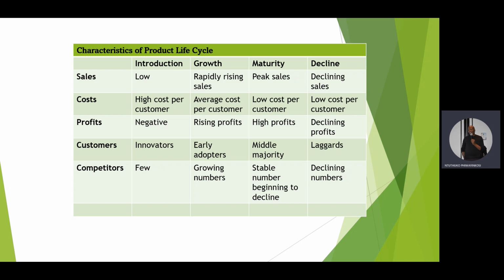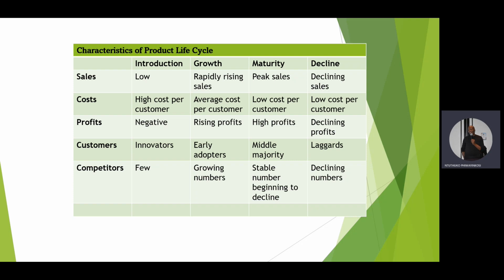The characteristic number 2, costs. There are high costs per customer under introduction, because you have sales and specials: buy one, get one free, buy one, get two free, and all that. So now you are spending more on one customer. And then under growth, there is an average cost per customer. Under maturity, there are low costs per customer. Now your product is doing well in the market, so now it's take it or leave it. And then under decline, there are low costs per customer.